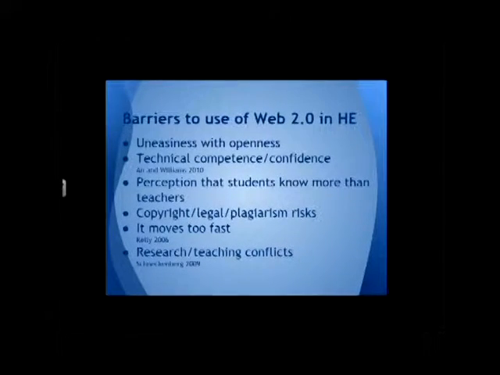There's a long-running argument that using social media tools or Web 2 tools just move too fast. Why should I invest all of my time and energy into creating assessments that rely on students using social media if I don't even know if those social media tools are going to be around in a few years, and so on? And related to the last point as well, there are whole conflicts and tensions within higher education about the amount of time and resources and incentives that academic staff have to put into their teaching versus their research.